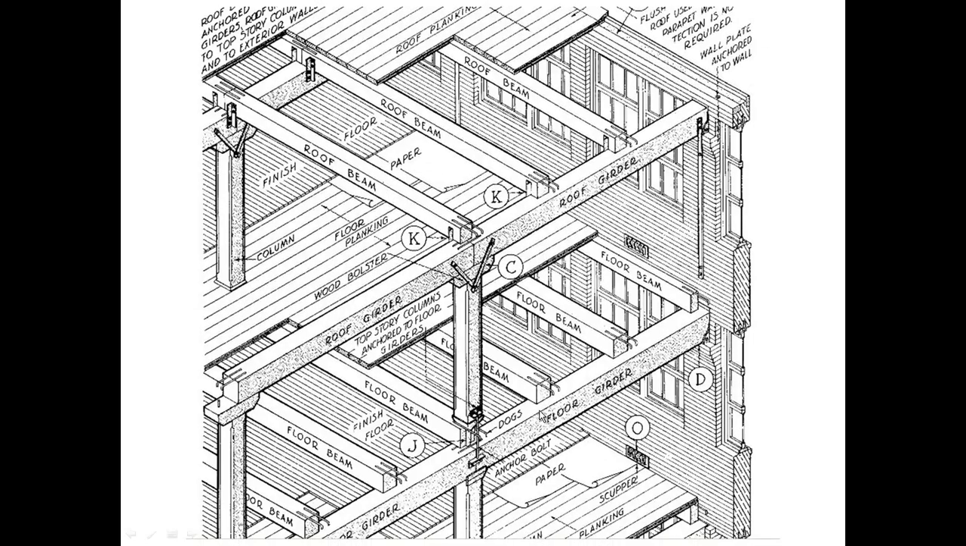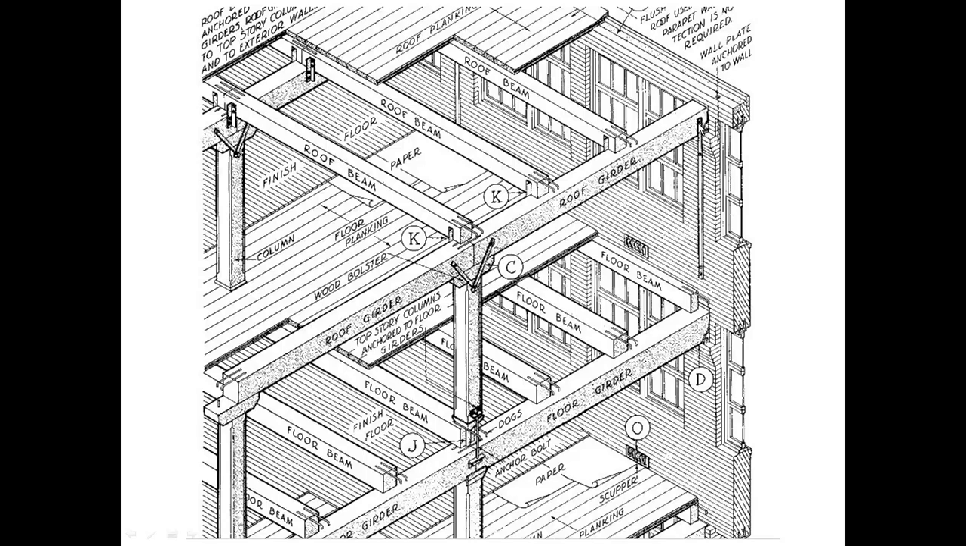Here's some of the components of mill construction. We can see the brick exterior. We have roof girders and we have roof beams. The girders usually support the beams horizontally. Then we have our columns. You can see that the columns are chamfered on the edges to make them more fire resistant.